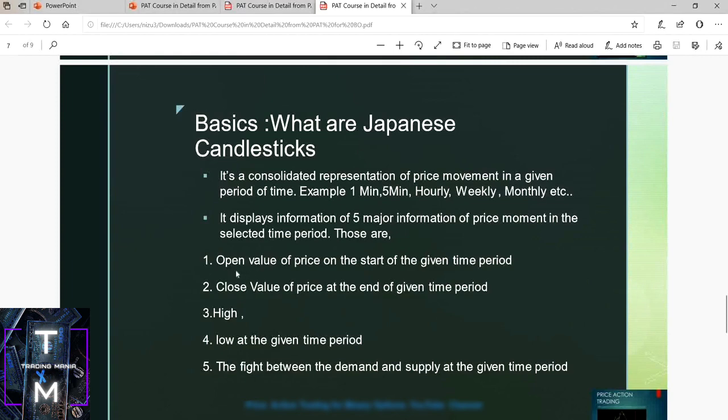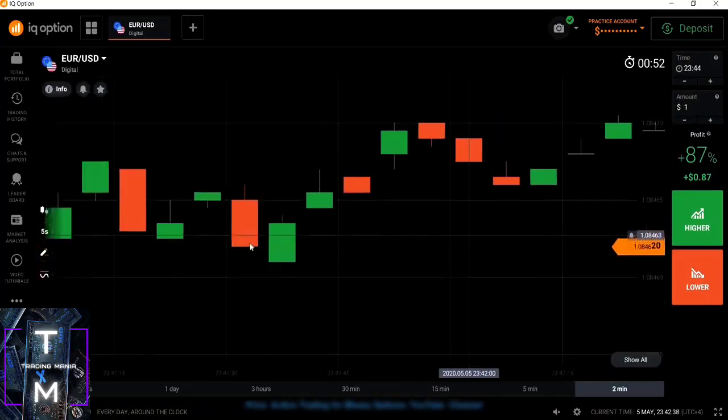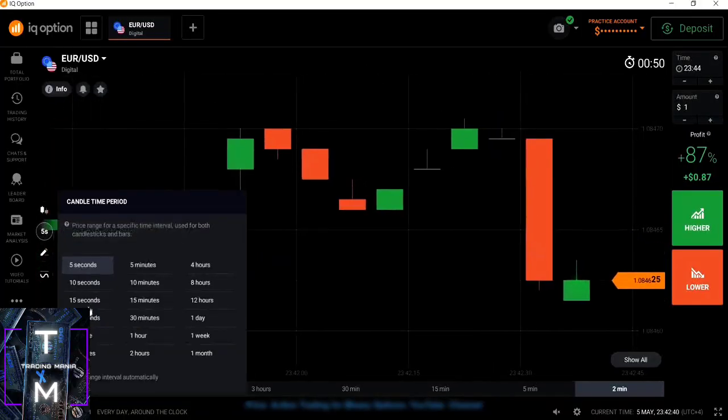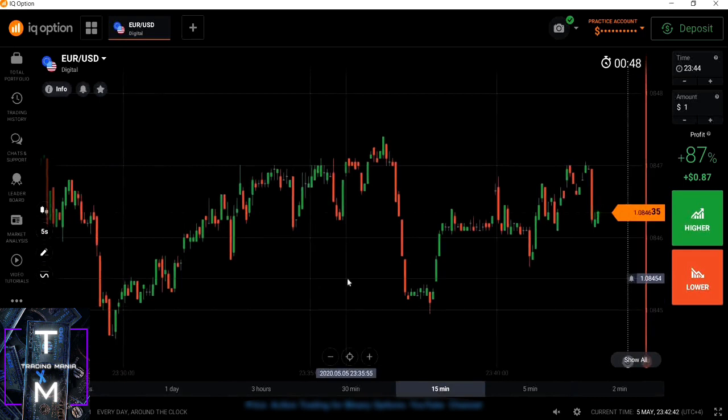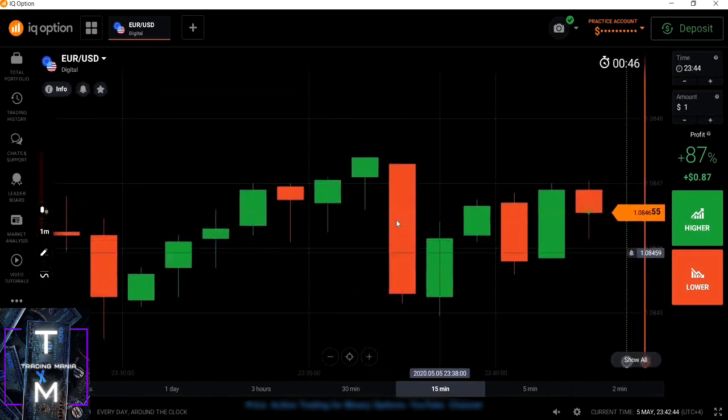Now what are the 5 major pieces of information? The 5th part also we are going to discuss here. One is the open value that we saw, close value, high value, low value, and the fight between the demand and supply at the given time period, which most people ignore. You can never ignore that information. That is the most important information of any given candle.